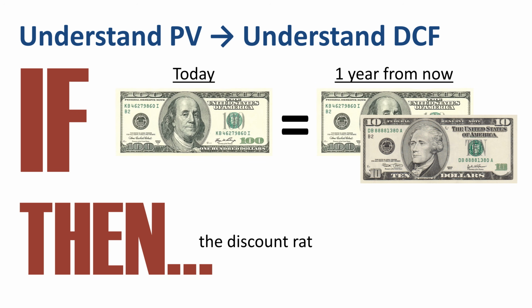More formally, you would say that the discount rate, or rate of return, is 10%. The future value of $100 at a rate of return of 10% is $110. The present value of $110 using a discount rate of 10% is $100.